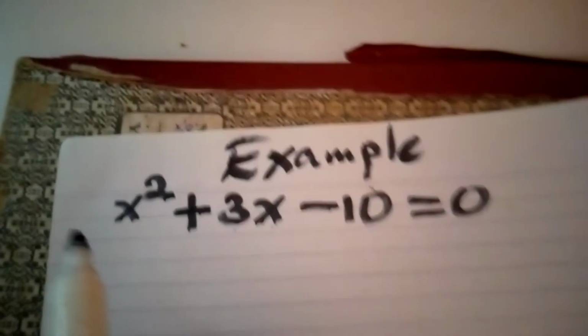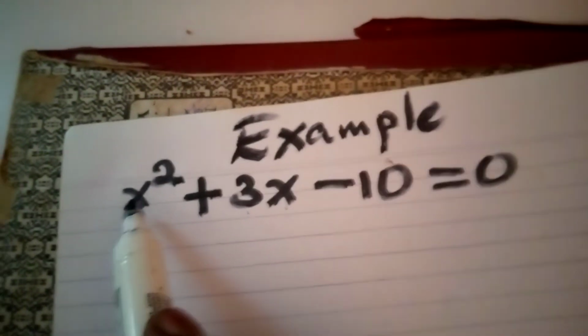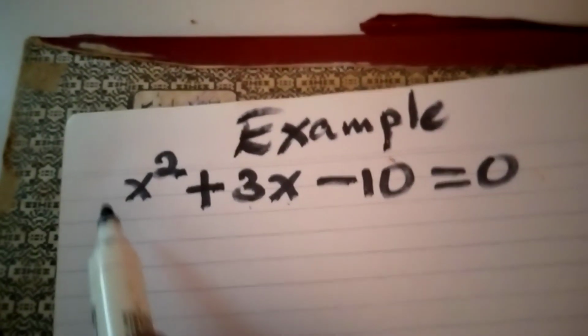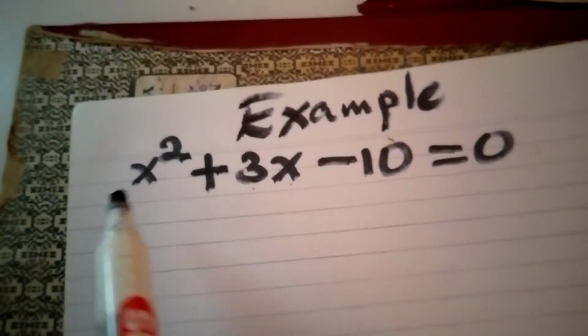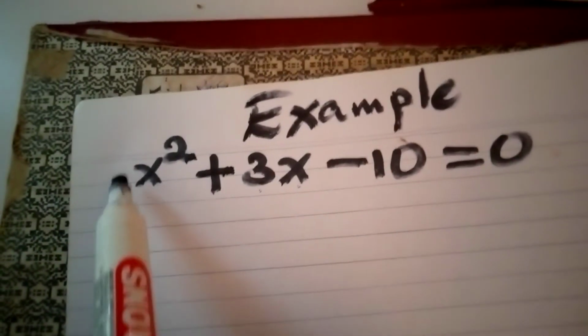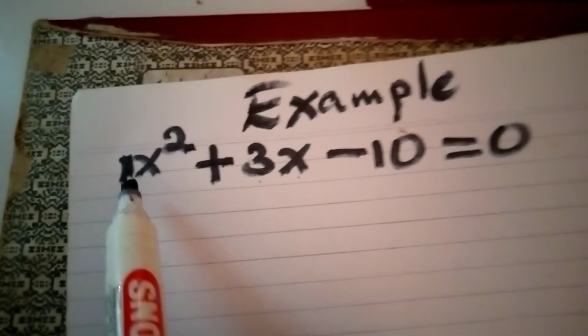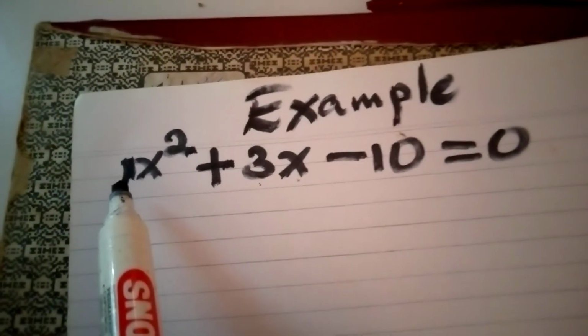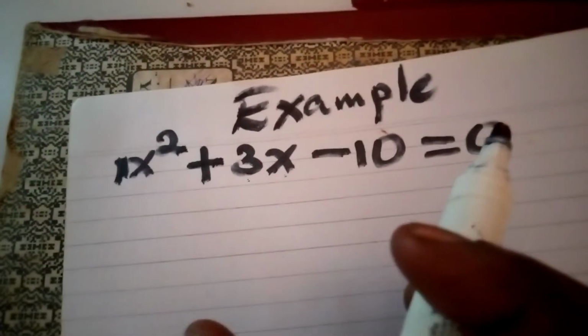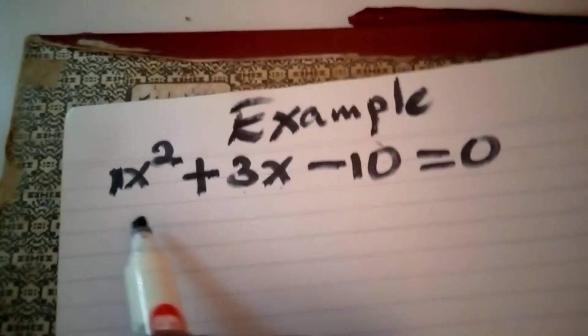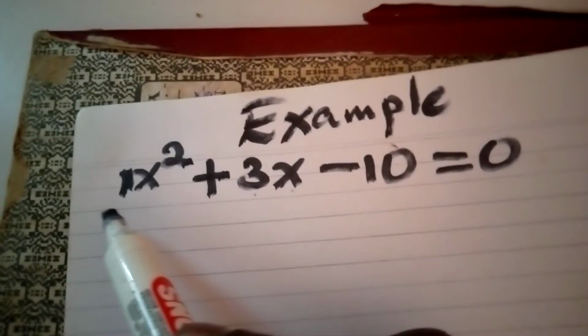Now we said that when you have the coefficient of x squared which is more than 1, you have to divide all the equation by the coefficient of x squared. But because this one we have 1, there is no need of dividing all through by 1, because even if you divide all through by 1, you will remain with that very equation. So don't waste time dividing by the coefficient of x squared if it is 1.